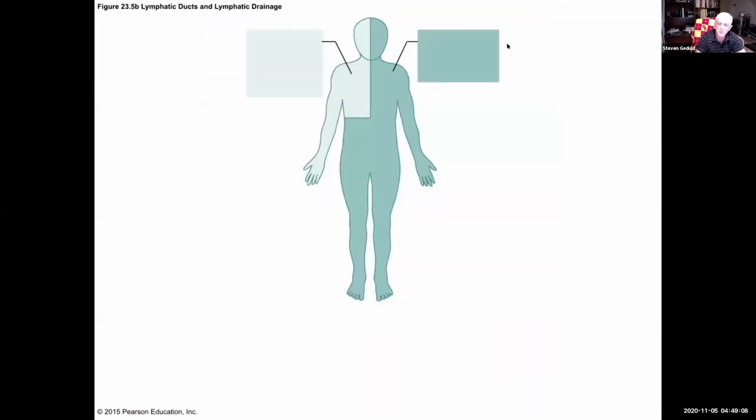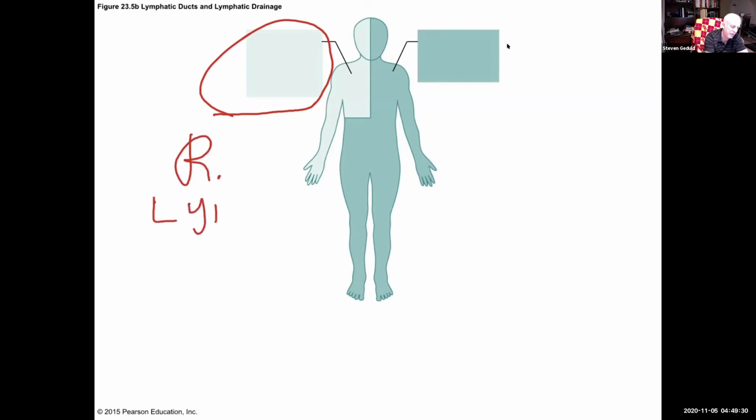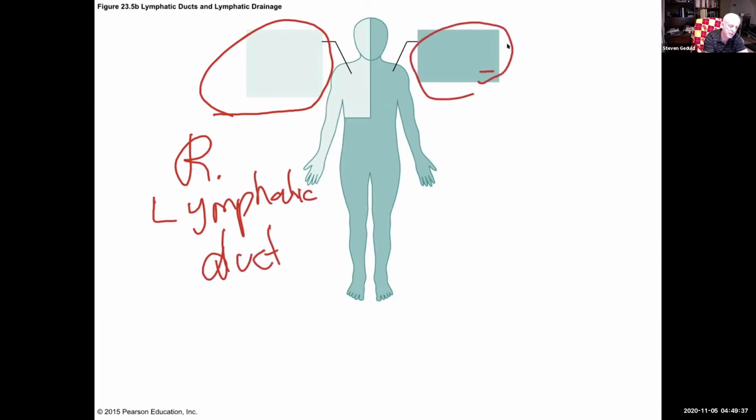Okay, who was paying attention? I don't know if it's going to be the right or left side. What's the left side here? What drains that area? What vessel drains this whole area right here, this whole right side above the diaphragm? The right lymphatic duct. What drains the whole left side of the body and the whole right side up to the diaphragm? Thoracic duct? Thoracic duct.